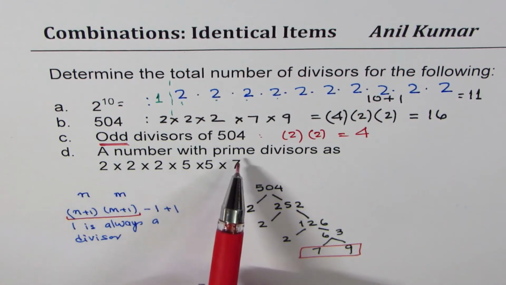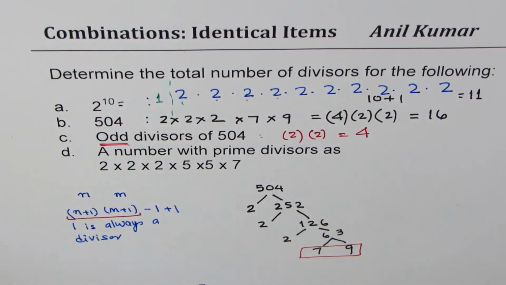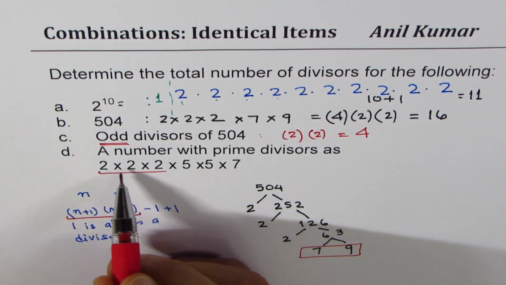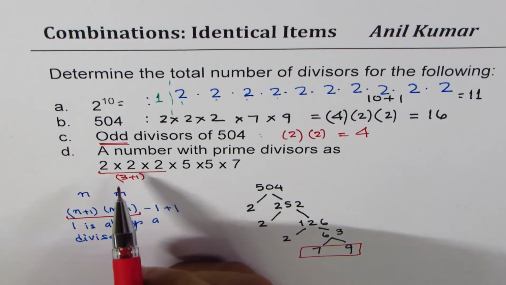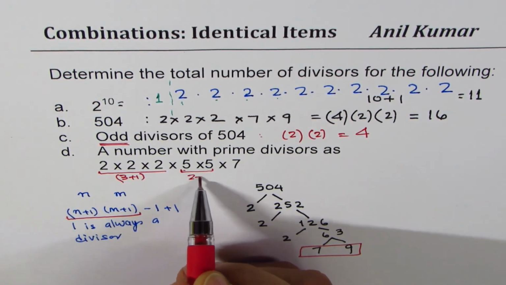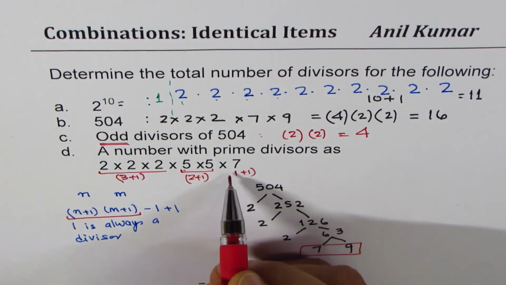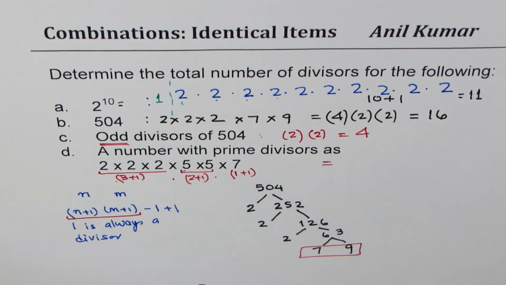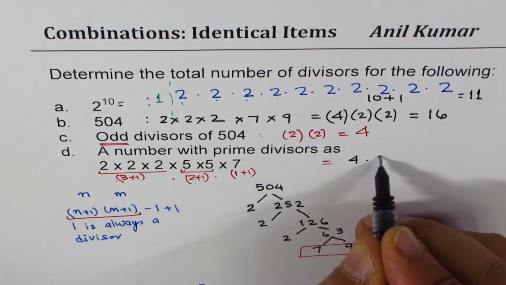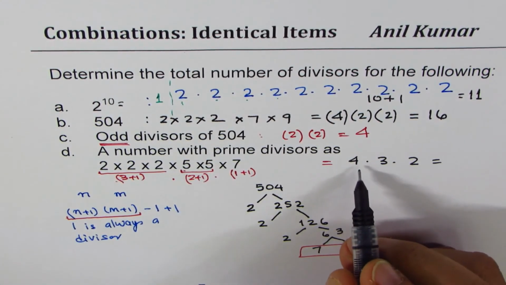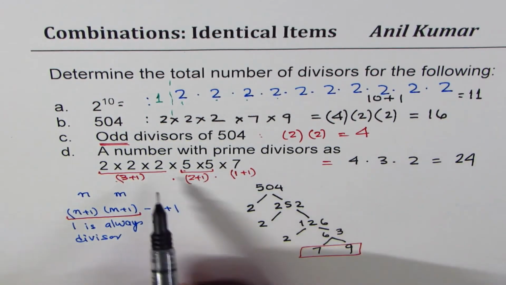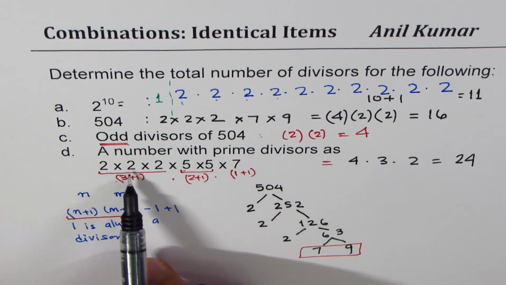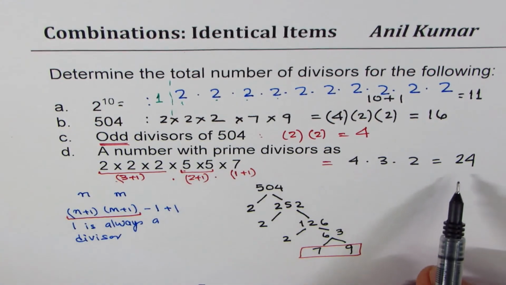Next part is a number with prime divisors as 2 times 2 times 2 times 5 times 5 times 7. This time you don't have to do prime factorization. In many questions, you will be given something like this. Now it is simpler. Since we know what the prime factors are, we can straight away count. How many 2s do we have? Three 2s. So we will get 3 plus 1 options from here. How many 5s do we have? Two 5s, so 2 plus 1 options. The number of 7s is 1, so 1 plus 1 options. So we have to multiply these: 3 plus 1 is 4, times 2 plus 1 is 3, times 1 plus 1 is 2. That is your answer. 4 times 3 is 12, 12 times 2 is 24. So the number with prime divisors 2 times 2 times 2 times 5 times 5 times 7 has 24 divisors.